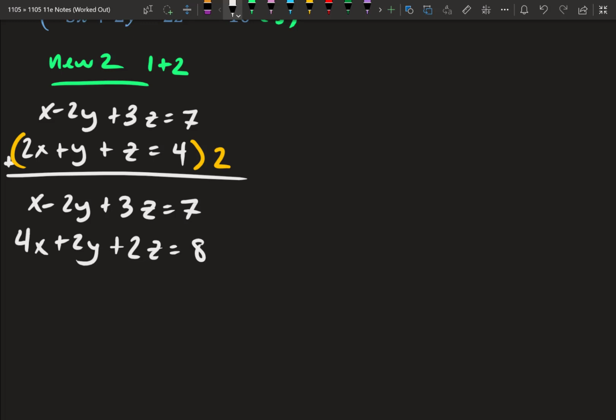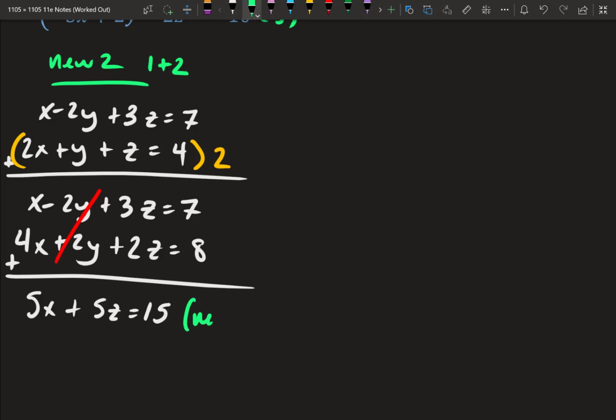Alright, so now we're going to add them. We add the columns, because you see what happens? When we add them, x plus 4x is 5x. Negative 2y plus 2y cancels out. 3z plus 2z is 5z. And 7 plus 8 gives us 15. This is our new 2.